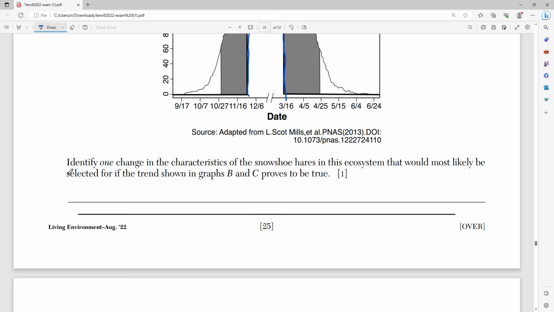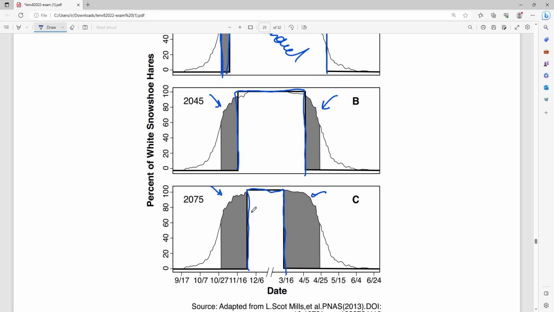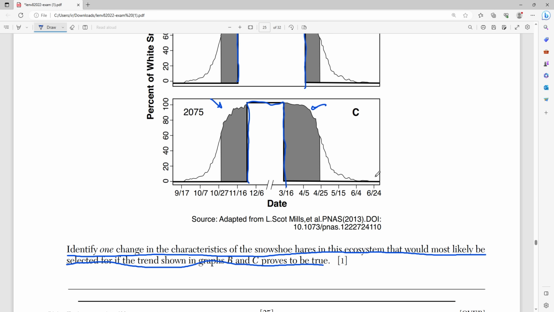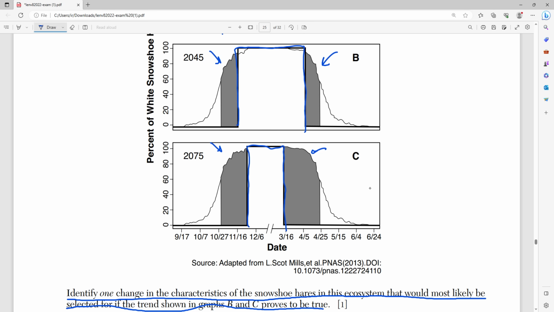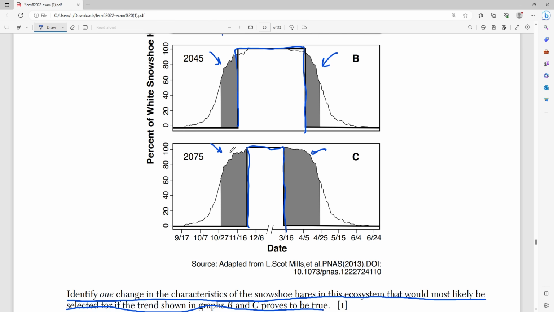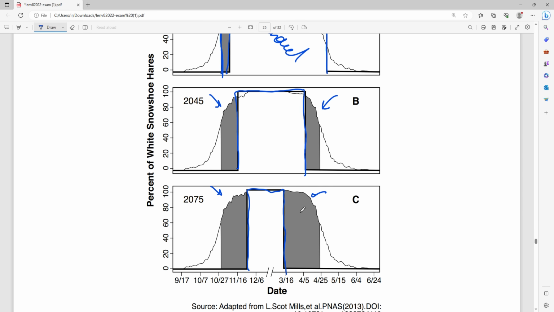So it's asking us to identify one change in the characteristic of snowshoe hares in this ecosystem that would be most likely selected for if the trends in B and C prove true, right? So think about it. If B and C are true, meaning that if more and more snow melts, and there's a greater and greater mismatch of color found in the population, right? What's one trait that can evolve from this?